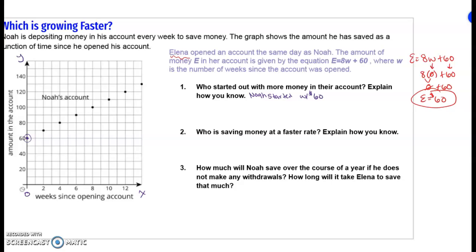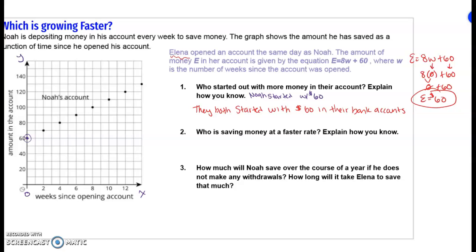So what we're going to say is they both started with $60 in their bank accounts.